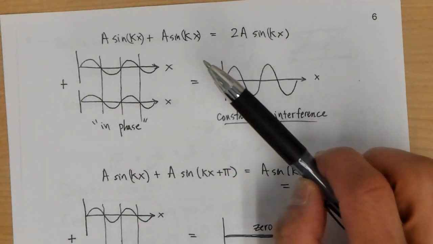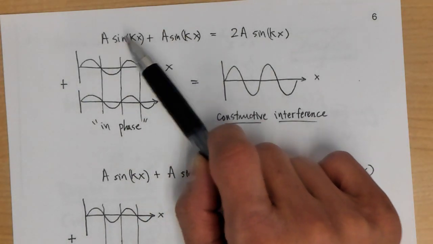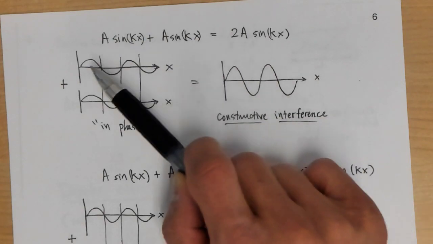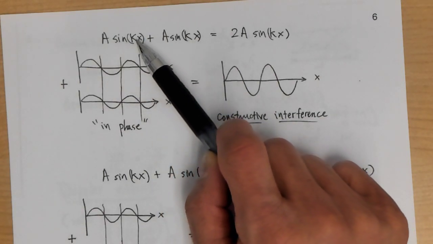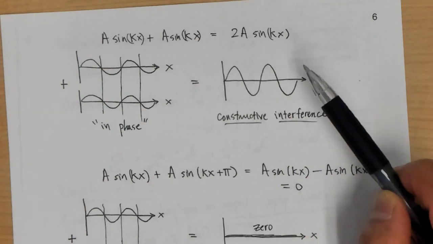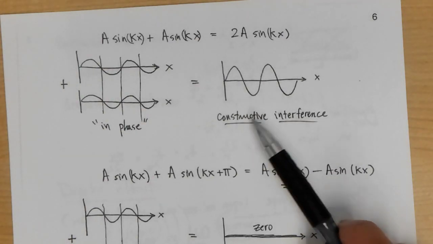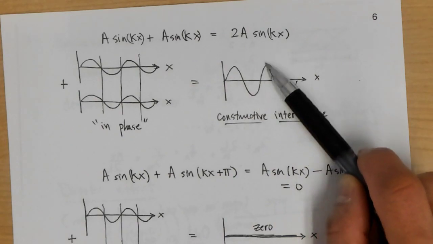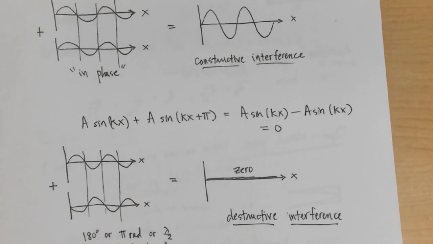Okay, now let's review interference. Let's suppose I have two waves that are essentially doing the same thing, a sine of kx and a sine of kx. When I add them together, I get twice a sine of kx. That's called constructive interference, when they add together and make a bigger signal.